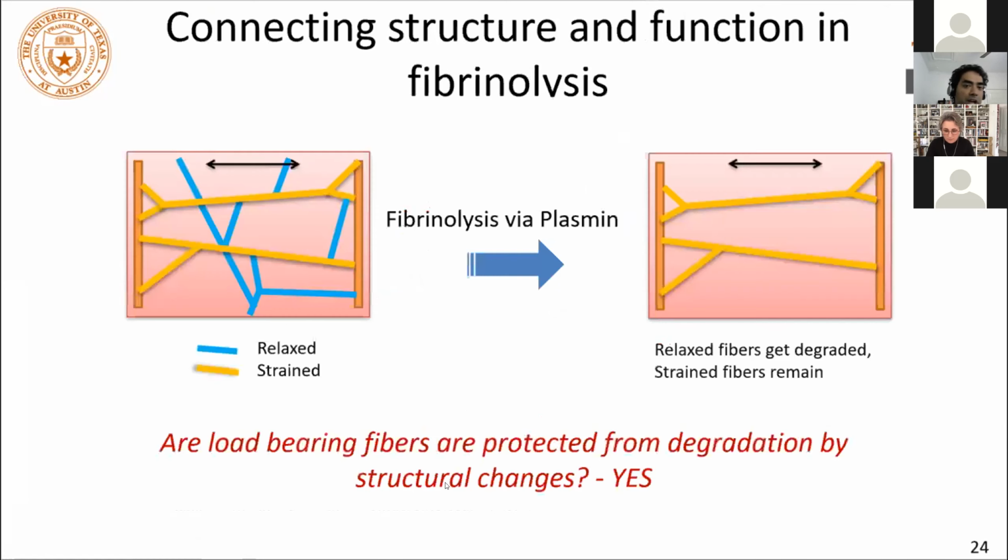And so then my hypothesis, which we've actually now kind of proven, and so we have a paper on the bioRxiv about it now, is basically showing that there are different parts of the fibrin gel that unfold under tension or shear forces, and those parts are basically resistant to fibrin degradation by enzymes, because those are the load-bearing parts of the clot.